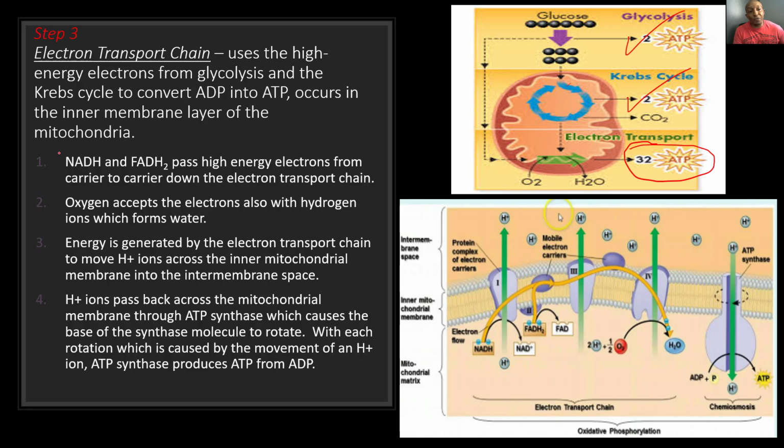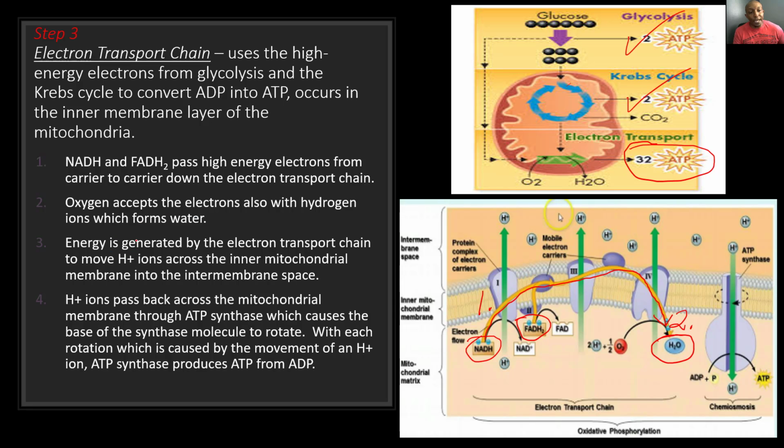So it starts off first by NADH and FADH2 passing high energy electrons from carrier to carrier down the electron transport chain. So if you take a look right here, here's NADH and here's FADH2, and they're passing these high energy electrons down this electron transport chain. And then in step 2, oxygen accepts the electrons also with hydrogen ions, which forms water. So I go ahead and put step 1 right here, and then here's that step 2 right here, and here's that water that is formed.